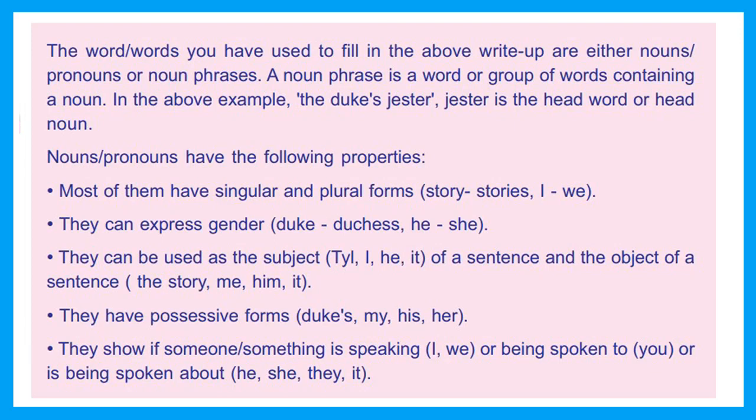him, it. They have possessive forms: Duke's, my, his, her. They show if someone or something is speaking (I, we), or being spoken to (you), or is being spoken about (he, she, they, it).